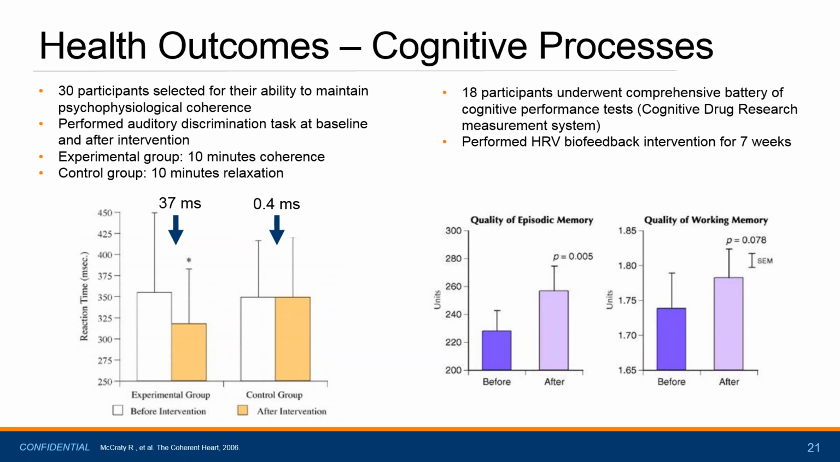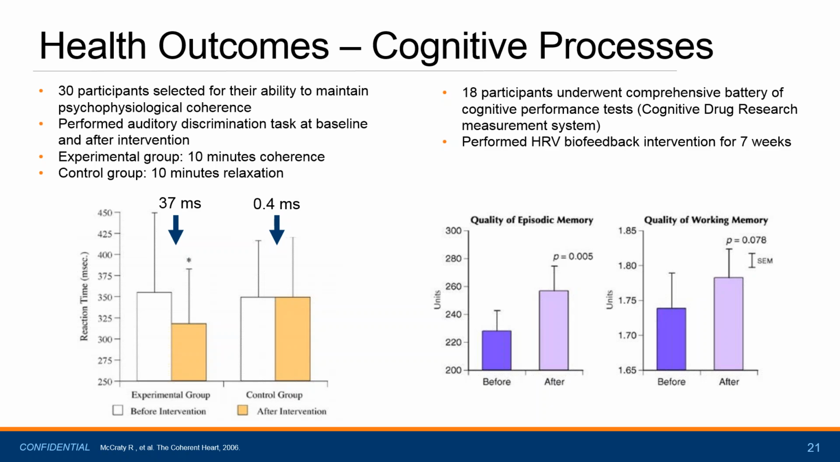Now, another pilot study that was done in the UK was looking at participants that underwent a really comprehensive battery of cognitive performance tests. This group in the UK does a lot of pharmacological testing for big pharma. And so they're calling it the Cognitive Drug Research Measurement System. Basically, all of these cognitive tests, a battery that they do every time they're testing pharmacological drugs that are supposed to enhance cognitive processing. And they had patients perform biofeedback for 7 weeks. And then they did this battery of testing again.